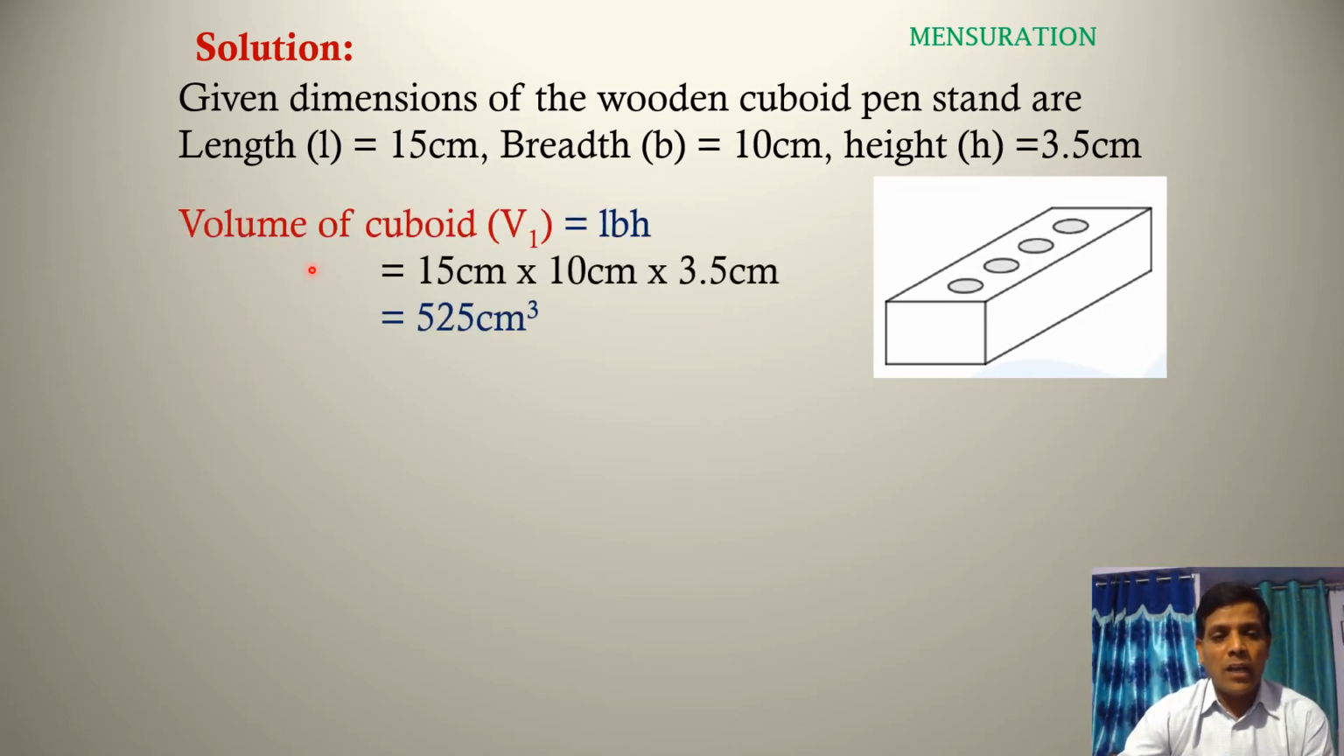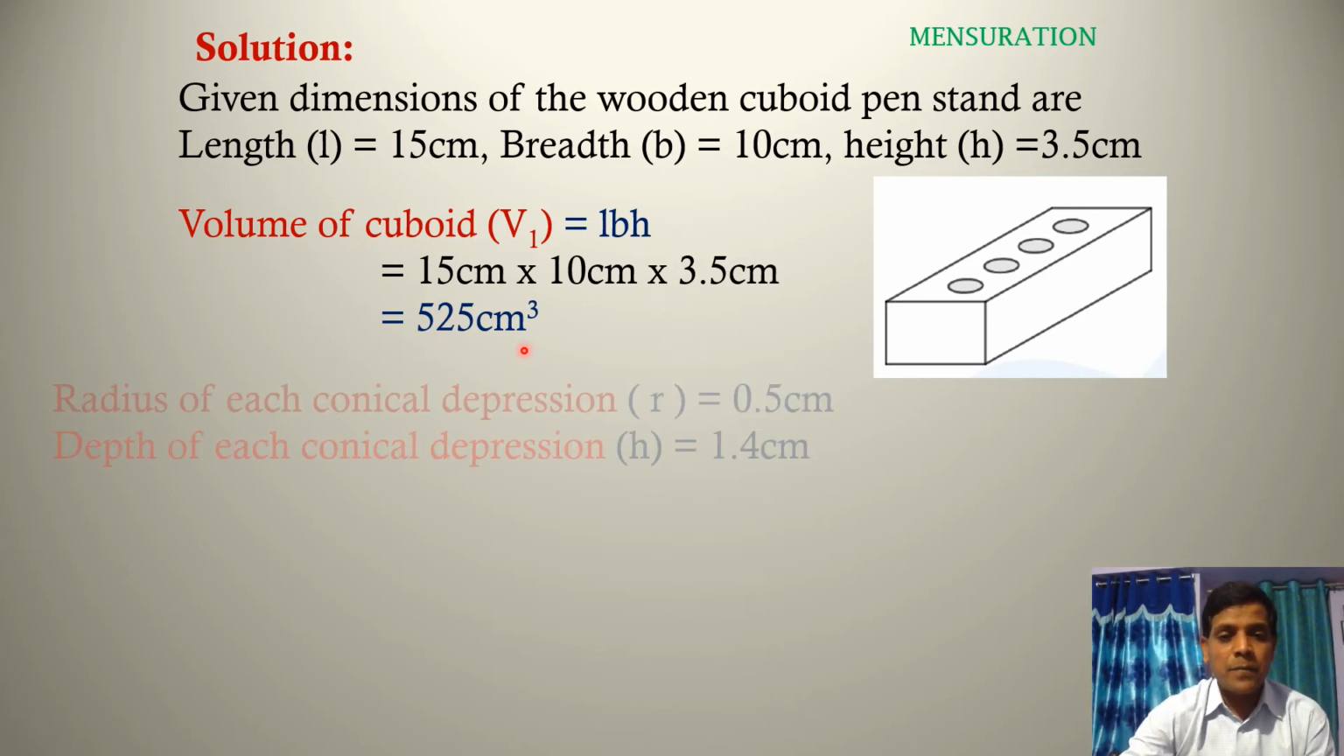Now the volume of the cuboid, V1, equals length into breadth into height. Length is 15 centimeters, breadth is 10 centimeters, and height is 3.5 centimeters. The product of 15 into 10 into 3.5 is 525. Centimeter into centimeter into centimeter gives centimeter cube. Volume is always in cubic units. So the volume of the cuboid V1 equals 525 centimeter cube.